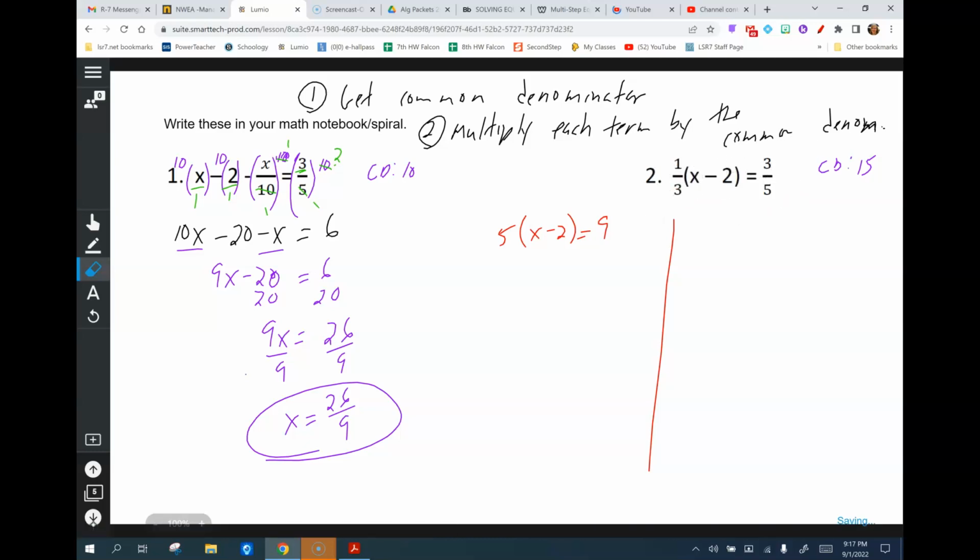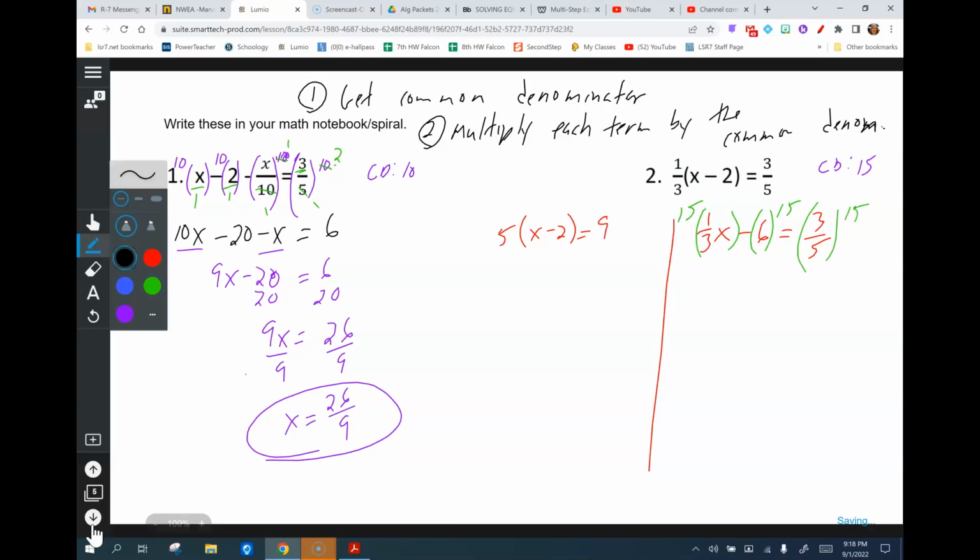by multiplying. You know what? I shouldn't have done that. Oh well. Okay, I did it now. I won't do that again. I should have multiplied. I can multiply through, I can distribute. So 1/3 x minus 6 is equal to 3/5. Now I can multiply by that common denominator 15. So I can do it either way.